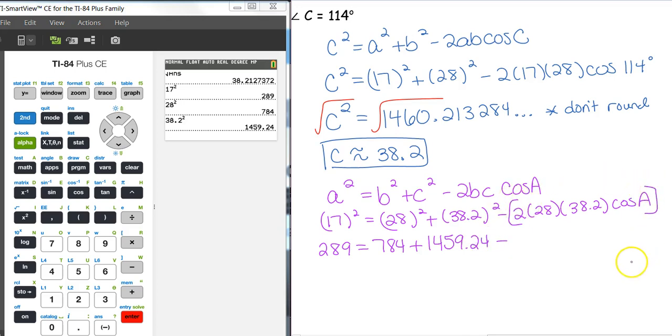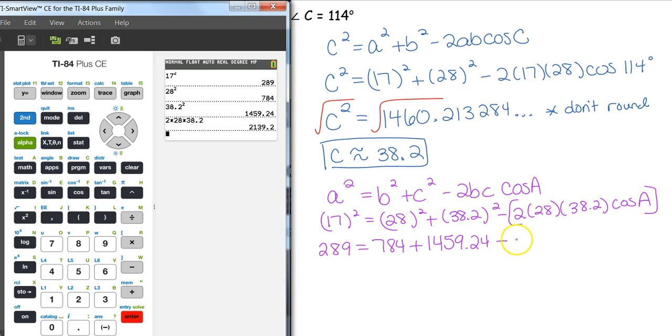This whole thing is stuck together. We can't separate the 2, the 28, the 38.2. We can't move that away from the cosine of A. These are all being multiplied together. If they are being added, then we can move those pieces, but this is one piece stuck together. So I had to do 2 times 28 times 38.2, multiplying all those pieces together to get minus 2,139.2 times the cosine of A.